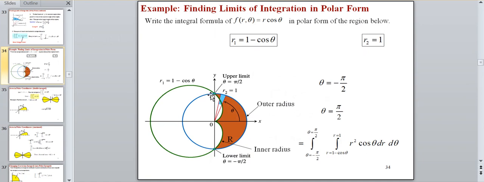Okay, and now for R, look at here, you agree with me, in this region R the inner radius is the cardioid. The outer radius is the circle. So look at here, to cover the region R, r is from R1, the cardioid, 1 minus cosine theta, to R2, 1, the circle. So we can see here the integral is set up correctly. But let me write it one more time.